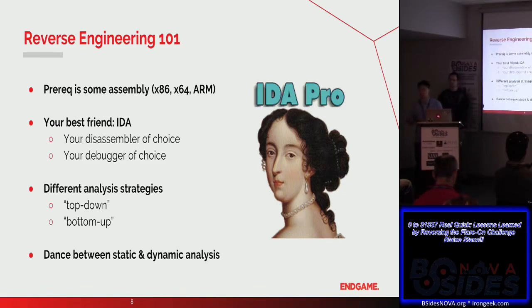Yes, there are other tools out there that you can use, such as Radare2 and Hopper, but IDA is by far the most advanced and full-featured out of all the options that you have. And so when you're analyzing something in IDA, you can employ different analysis strategies. And we've grouped these strategies into two categories. The first category we like to call top-down, and the second category we like to call bottom-up. Additionally, when you're reversing, you want to use a healthy dose of both static and dynamic analysis typically, and that's something we'll mention in upcoming slides.